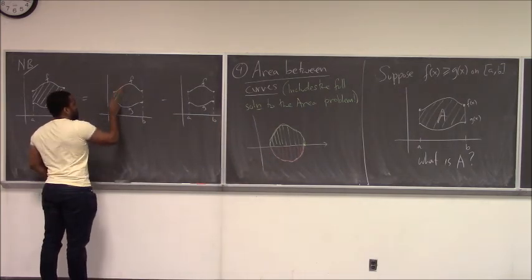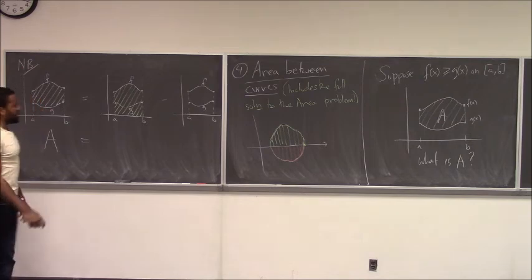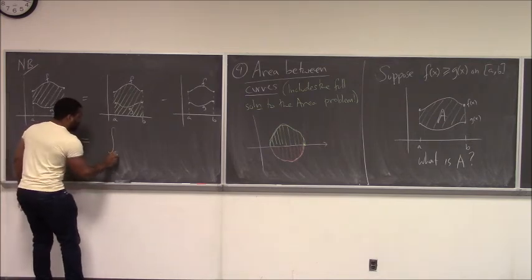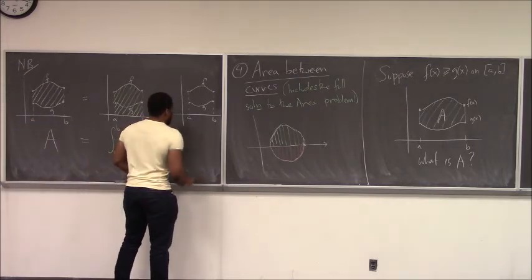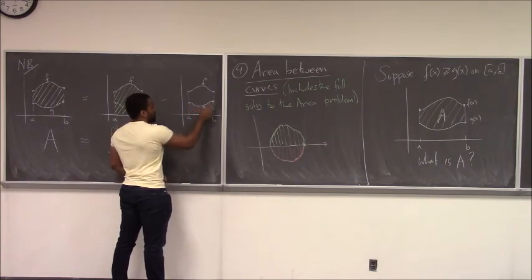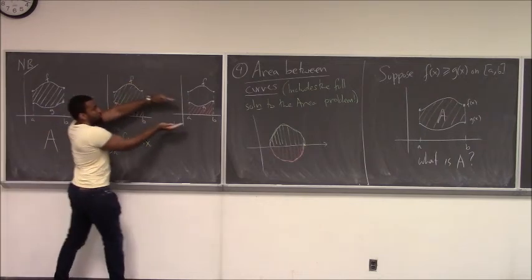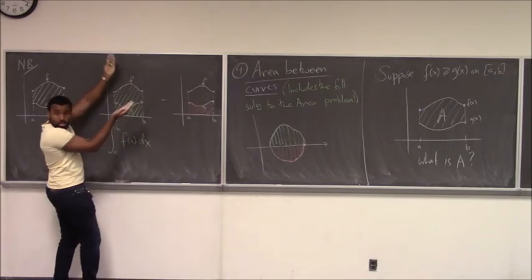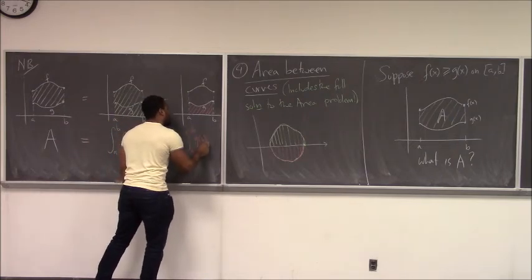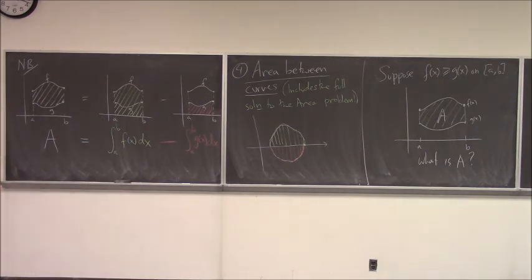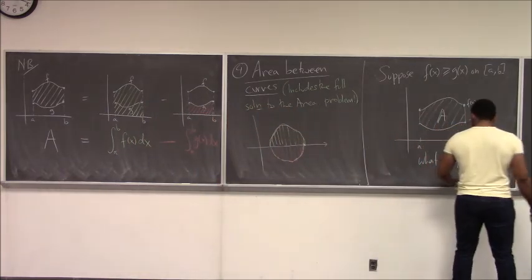Find the area under the f function. So I'm going to be finding this green area. The area under f, by definition, is the integral from a to b of f of x dx. And then I'm going to find the area under the g function. If I take this area and subtract that area, I'm left with the area in the middle. So I'm going to subtract the area under g. I can find the area between two curves by finding the area under the larger one and subtracting the area under the smaller one.